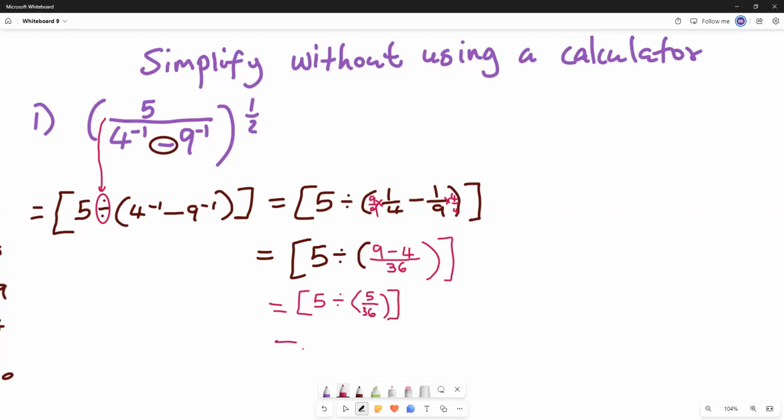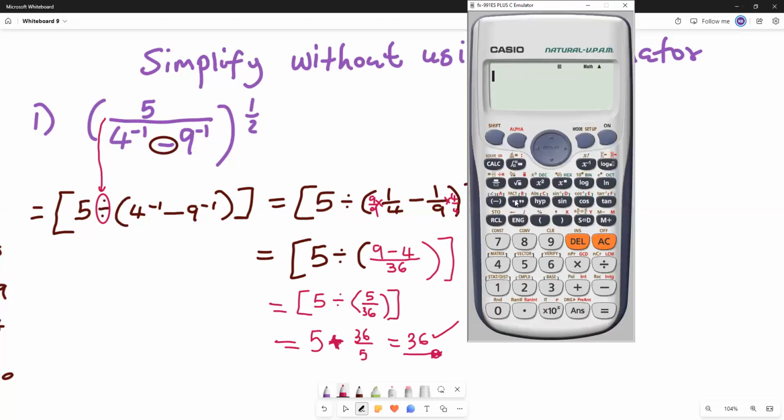And then here I'm going to have 5 divided, now I'm going to convert this to multiply by 36 over 5, right? Then let's see, what does this give us? This gives us 36, which is our final answer. Let's just confirm. Let's use a calculator and type this and confirm if this is our answer indeed, right? It's always good to just confirm some of your sums.